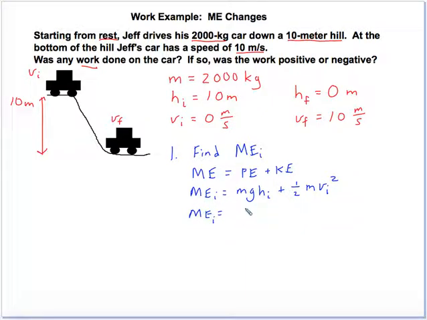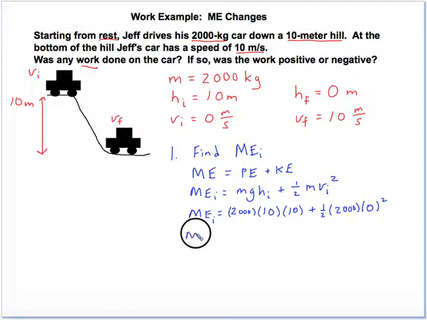So that means the mechanical energy, now we can plug in our numbers. The mass is 2,000 kilograms. G is always going to be 10 meters per second squared. And the initial height we have up here is 10, plus 1/2 times mass, 2,000, and the speed is 0 squared. And that's nice because 0 squared is going to be 0. If he's at rest to start, there's no kinetic energy, so this part is all 0.